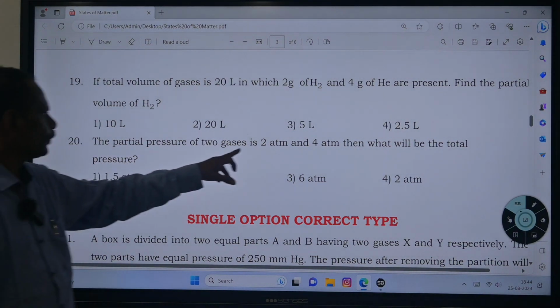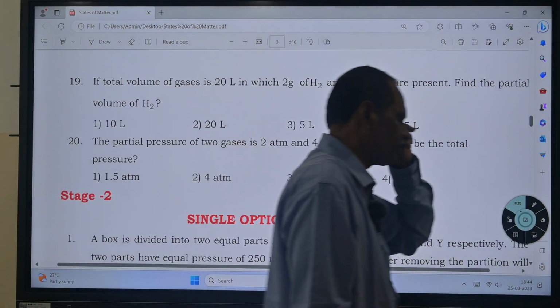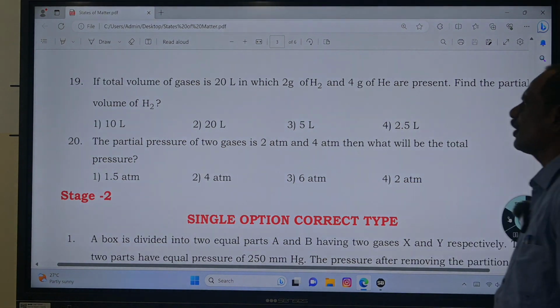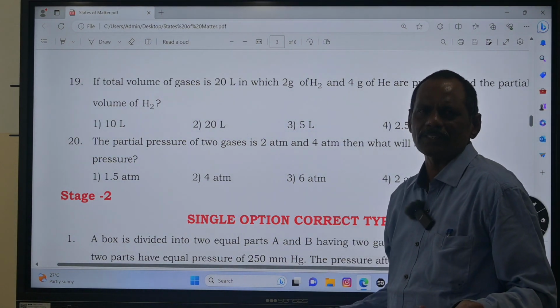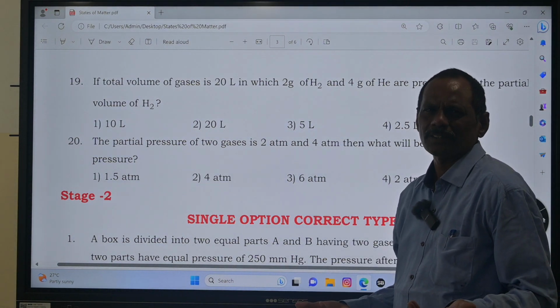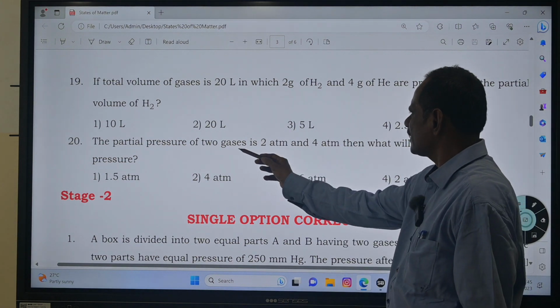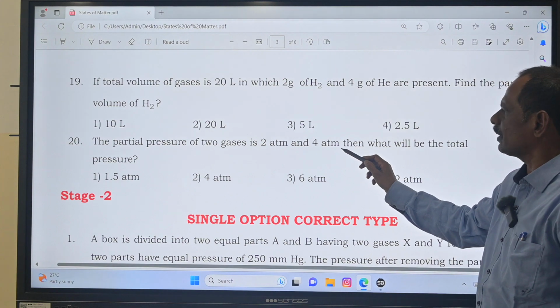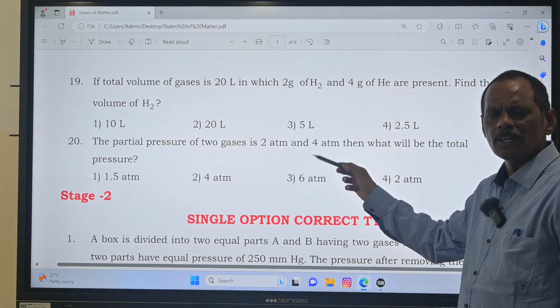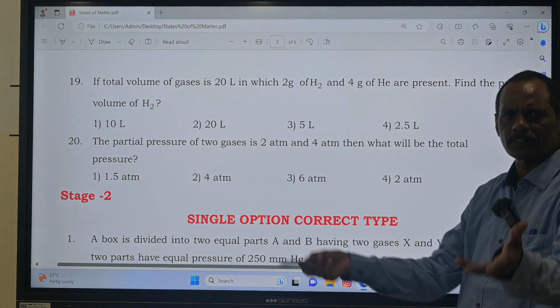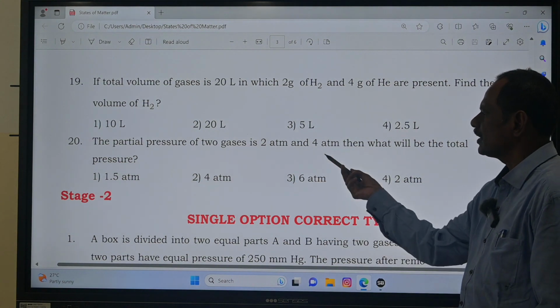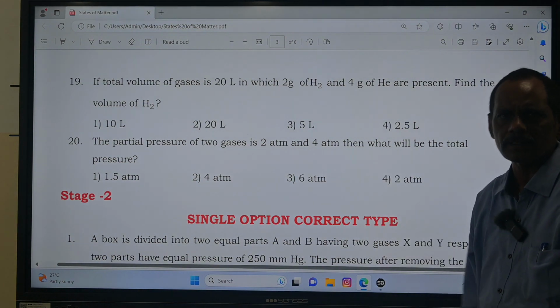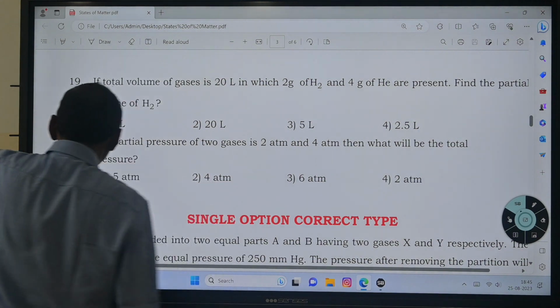And the partial pressures of 2 gases are 2 atmospheres and 4 atmospheres. What will be the total pressure? A direct question. In the mixture there are 2 gases. The partial pressure of the first gas is 2 atmospheres. The partial pressure of the second gas is 4 atmospheres. What will be the total pressure? Total pressure is equal to the partial pressure of the first gas plus the partial pressure of the second gas. That's all.